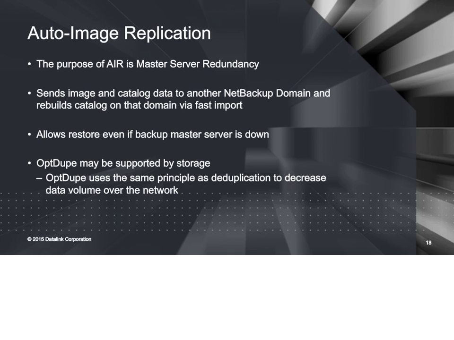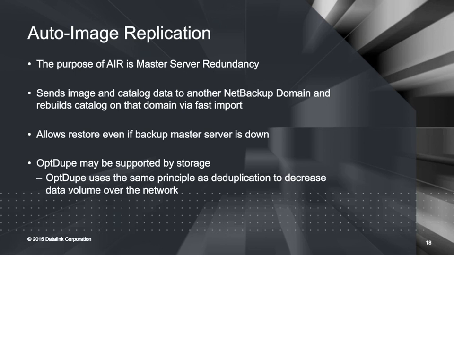So the benefit of AIR is that it sends the image and the catalog data to another NetBackup domain, and then using the catalog data from the first domain, it rebuilds catalog data for the second domain via a process called fast import. The easiest way to think about this is it uses the data from the first catalog to fill in the blanks for the catalog information on the second, and then just changes what it needs to change to make it work with the new domain. The benefit here is that it allows a restore even if a backup master server is completely down. When an image has been AIR'd over to another domain and to another master server, as far as that master server is concerned, the image was backed up by that master server, and it can do any restore operation you want it to do.